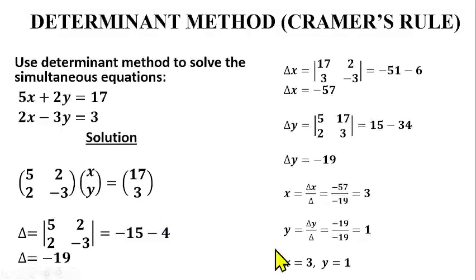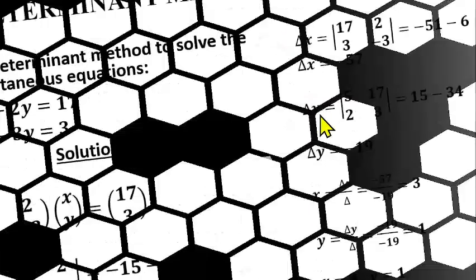If you put our x here, 3 times 5 will give us 15. Our y is 1, 2 times 1 is 2. So 15 plus 2 will give us 17, which is correct. So that's how to use Cramer's rule or determinant method to solve simultaneous equations. Let's try another question to help us understand very well.